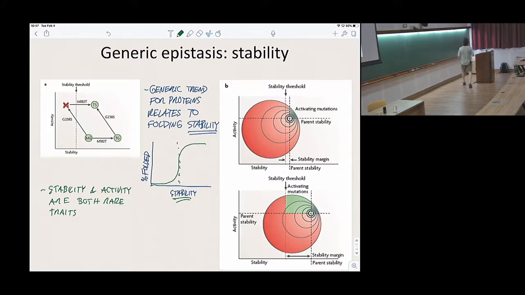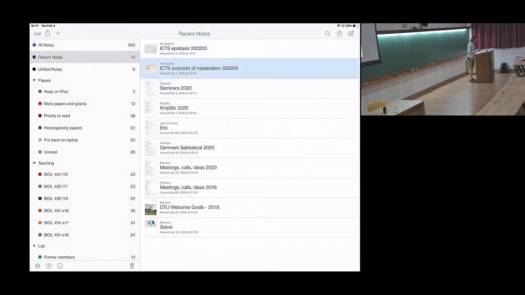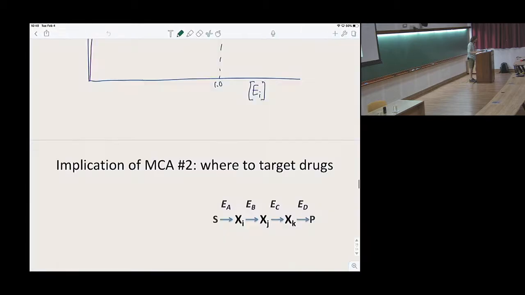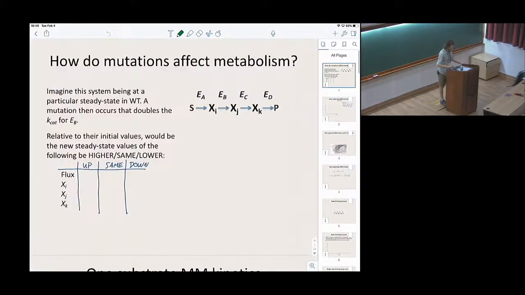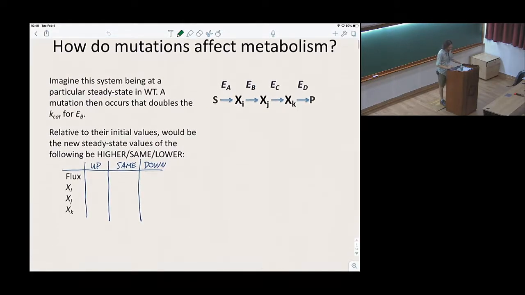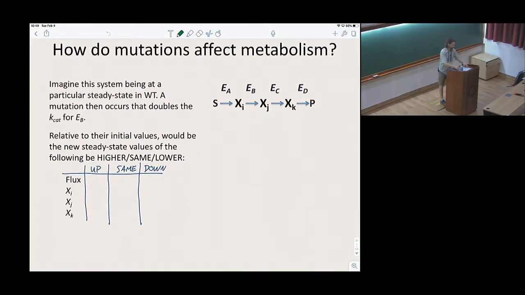Okay. So, let me put this down. Evolution of metabolism. So I'm going to start with a question for you guys.